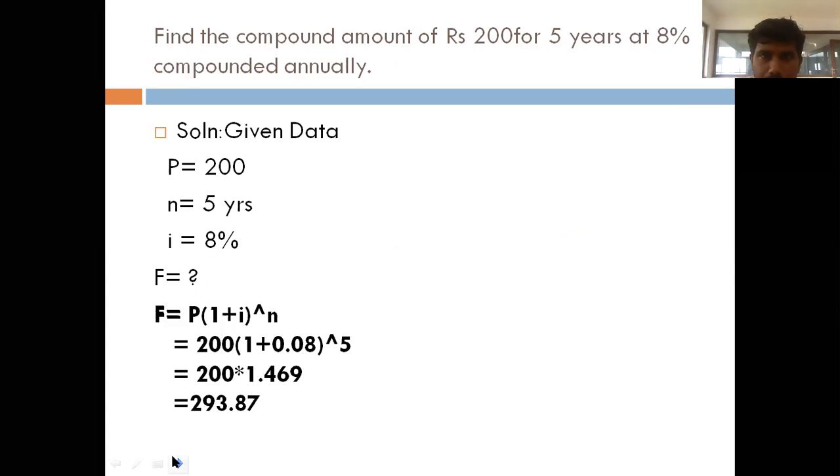So here is the example. Find the compound amount of rupees 200 for 5 years at 8% compounded annually. Here you have to find the future sum. Use the formula; it is very simple to calculate. Putting in all the data: present money is 200, the period is 5 years, the rate is 8%. What is the future sum? For 200 you have to pay 293.87 rupees.